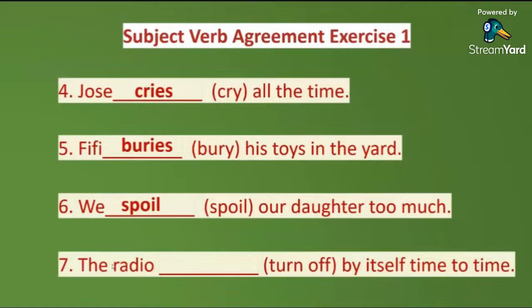Number 7. The radio blank by itself time to time. So the verb inside the bracket is, we have a phrasal verb, turn off. So, the radio turns off by itself time to time.